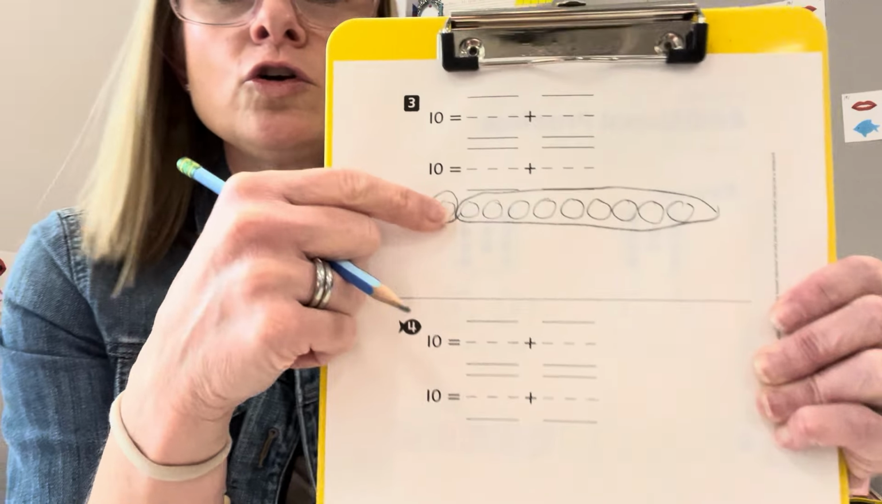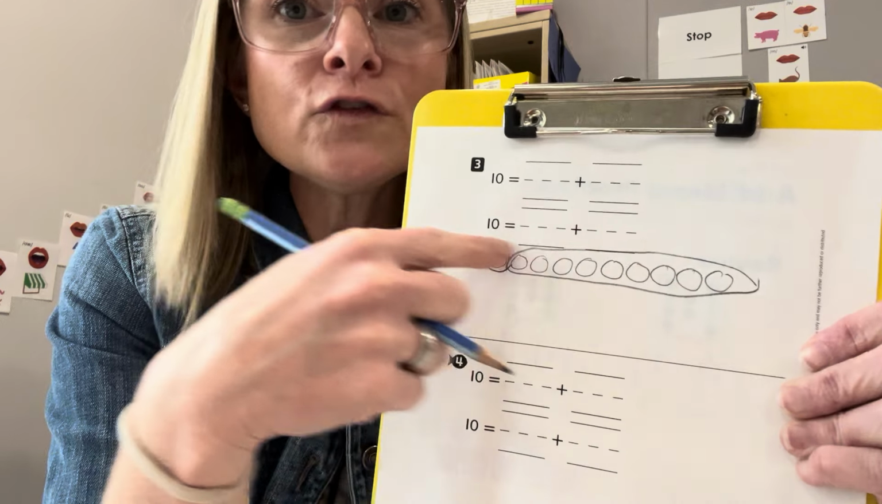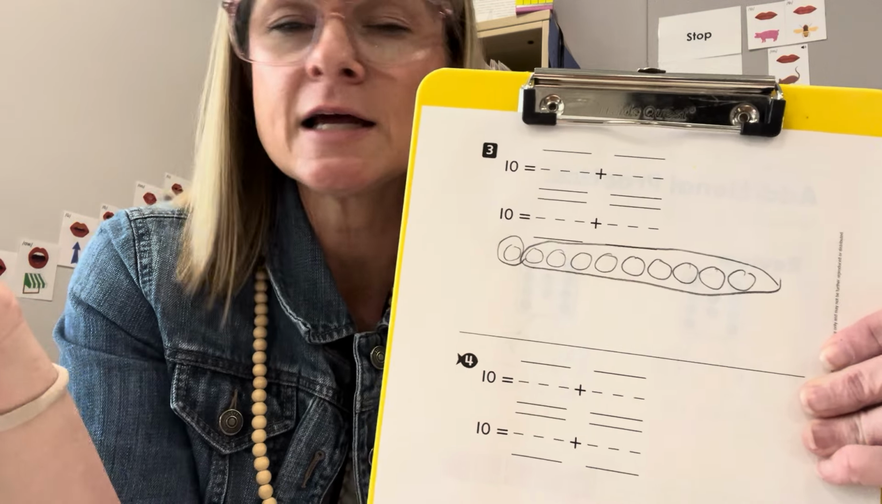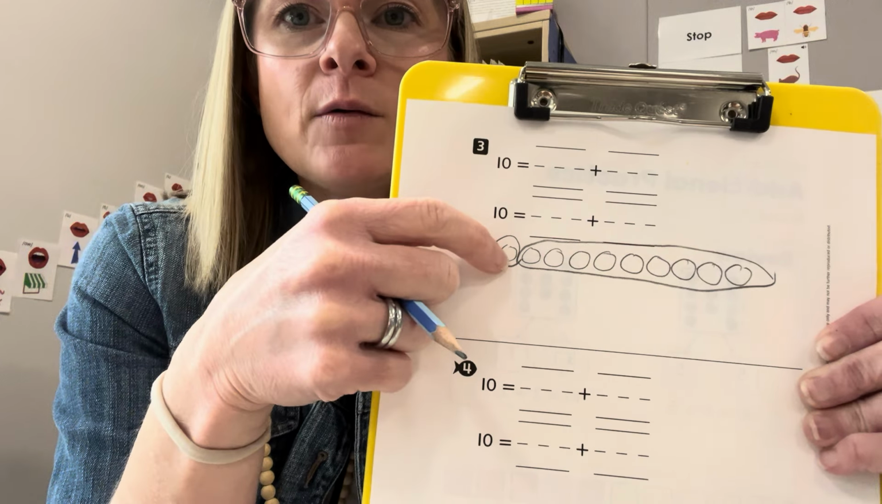Remember, when you're making your groups, you have to use all of your circles, okay? You can't just circle 1 and then 2. That's not decomposing 10. So now we've made our groups.